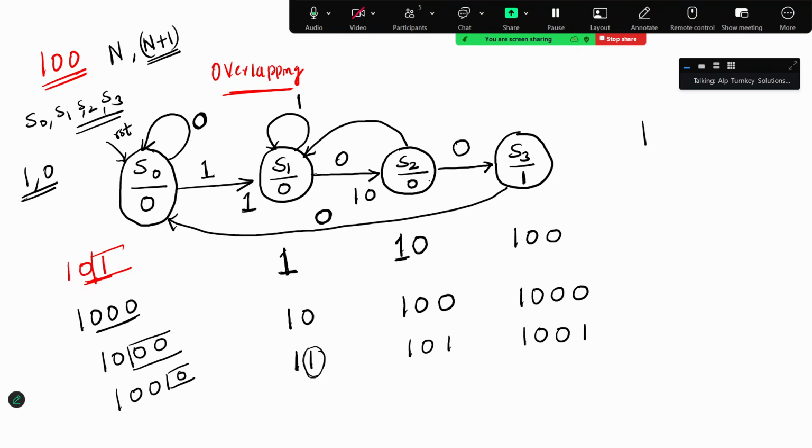And next I will check 1 0 0 1. I will check for three bits, 0 0 1. Anywhere it is matching? No, 3 bits are not matching. Next I will see for 2 bits. Not matching for these three cases. Suppose next 1 0 0 1. Where is it matching? S1 is matching. Okay, S1 is matching, this is 1.